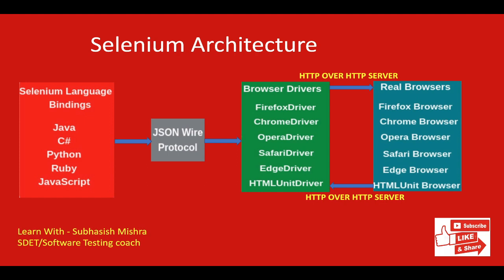So now we understand four different components, right? One is Selenium language binding, JSON wire protocol, browser drivers, and real browsers. So these are the four different components in Selenium architecture. Now let's see how Selenium WebDriver works internally, right?